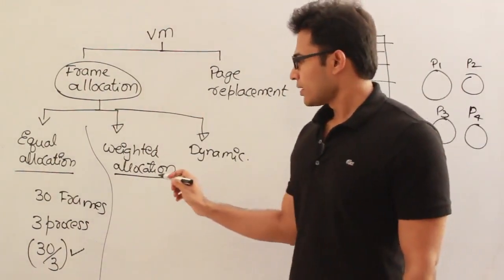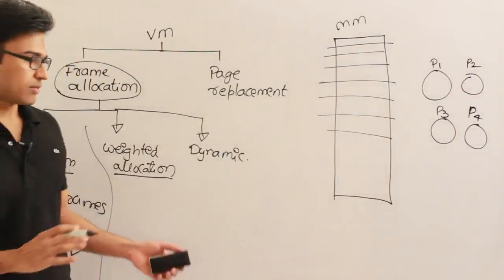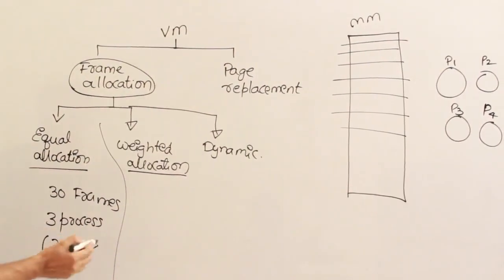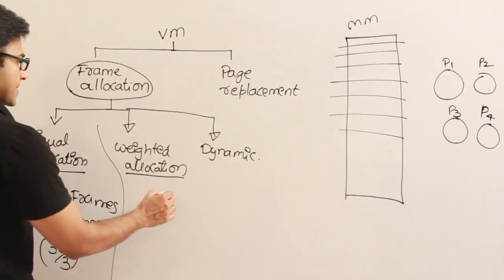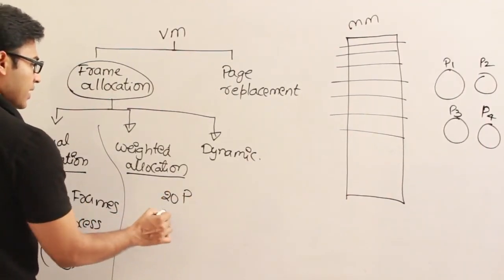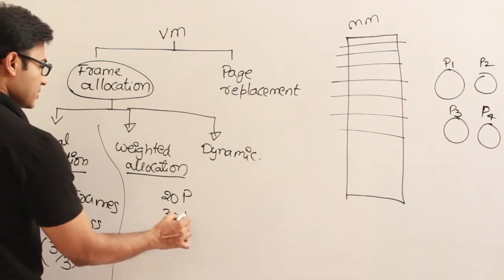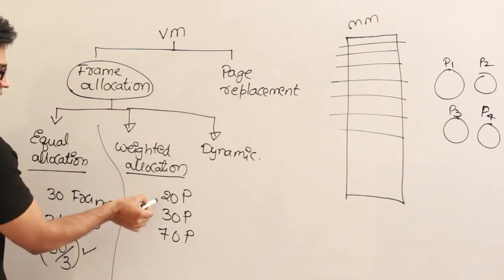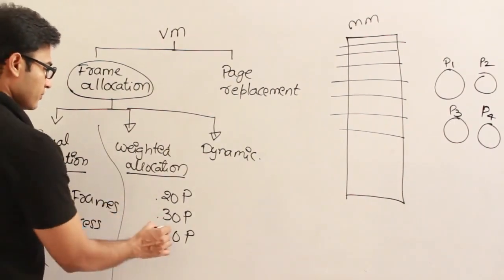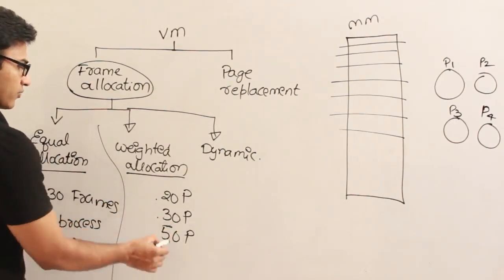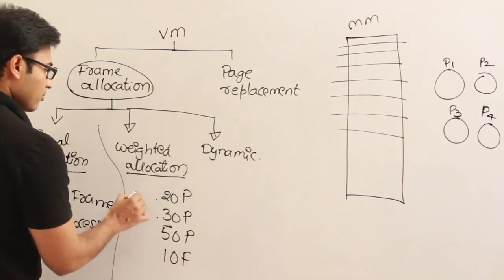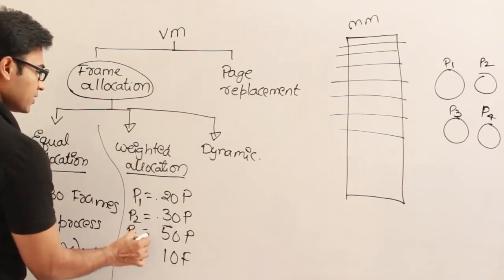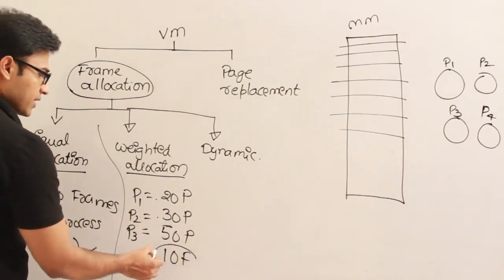I'm just talking about some example. Let us say the size of one process is 20 pages, and the size of another process is 30 pages, and the size of another process is 50 pages, right? Then what is the total requirement? 20 plus 30 plus 50, and the total number of frames available is 10 frames, right? Process P1 has 20, process P2 has 30, and process P3 has 50 pages, and the total number of frames I have is 10.